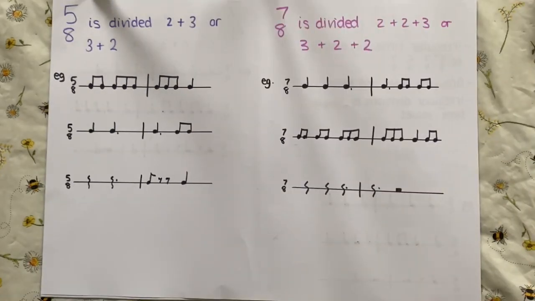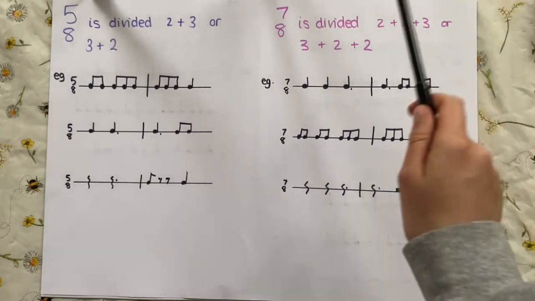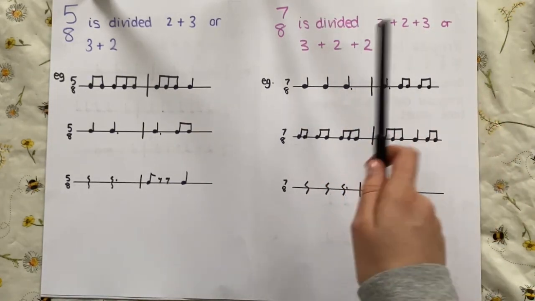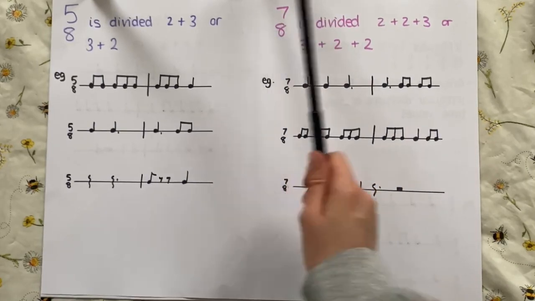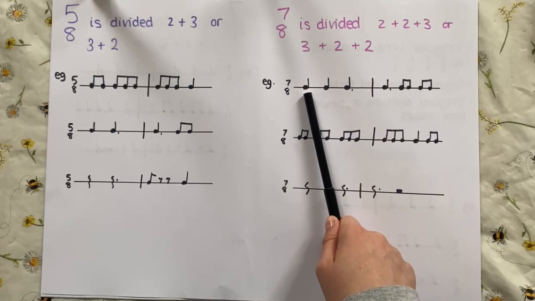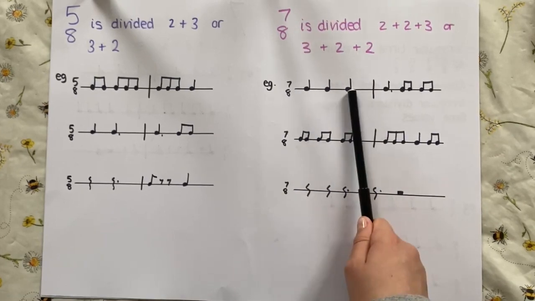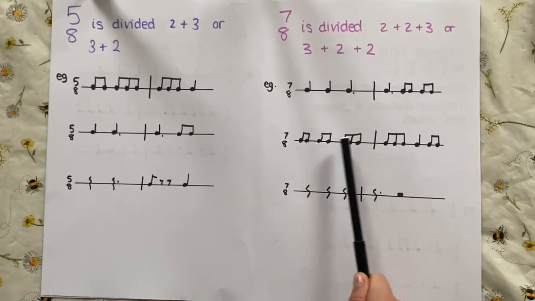And now finally, we've written 7/8. Like 7/4, it can be divided 2 plus 2 plus 3 or 3 plus 2 plus 2. But again, we're working with quavers, so it's 7 quavers per bar. So in this first example, we've got 1, 2, 1, 2, 1, 2, 3. 1, 2, 1, 2, 1, 2, 3.